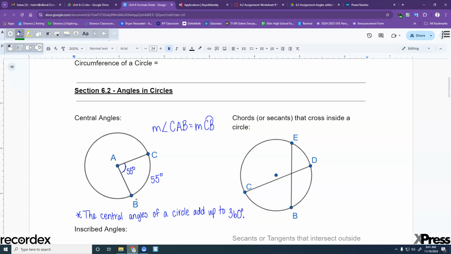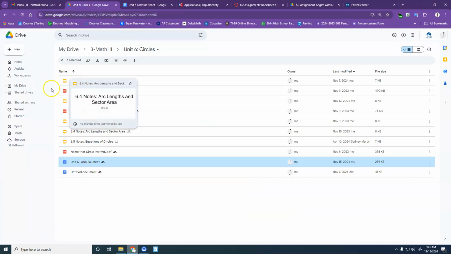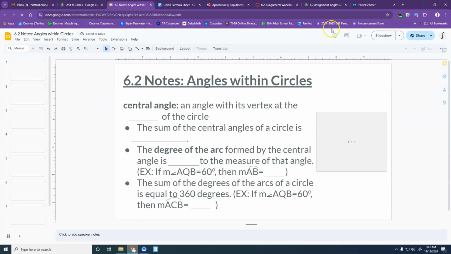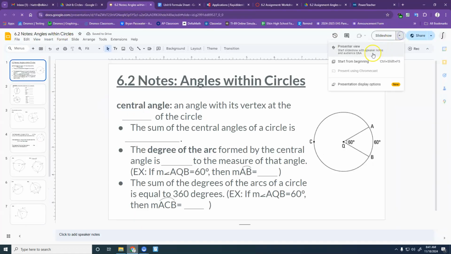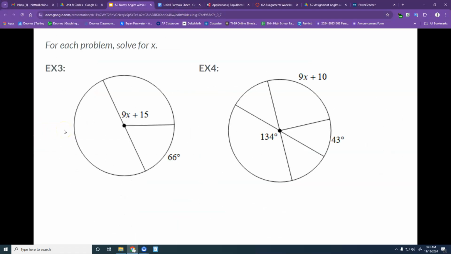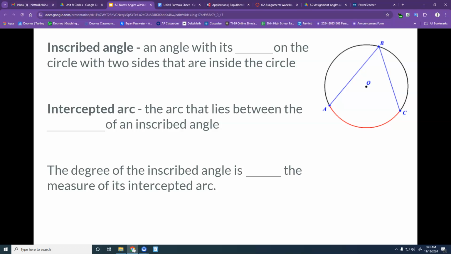And then let's get out our notes from Friday. So your notes from Friday were the 6.2 notes. And I believe we had stopped right here. We did not get to inscribed angle.